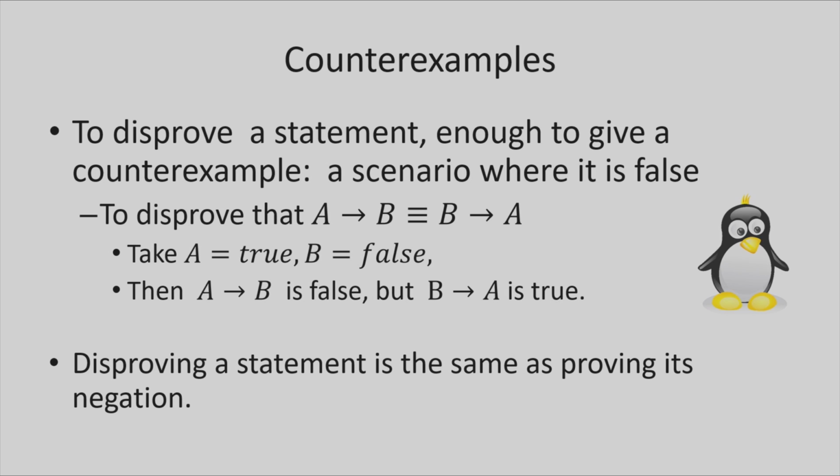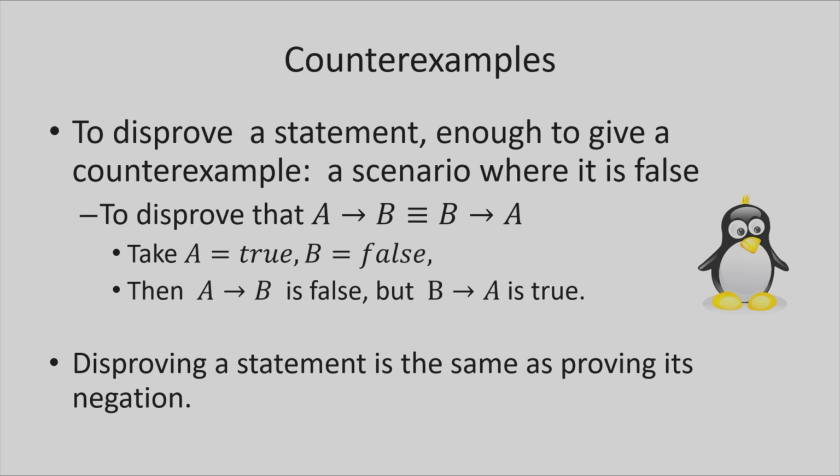So disproving a statement is the same as proving its negation. That is, I could state it as there are A and B such that A implies B is not the same truth value as B implies A. And here is an example of that.